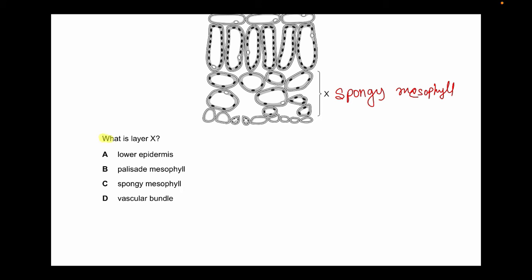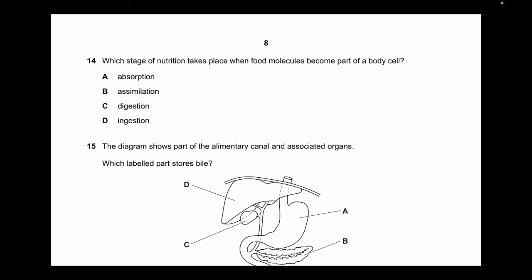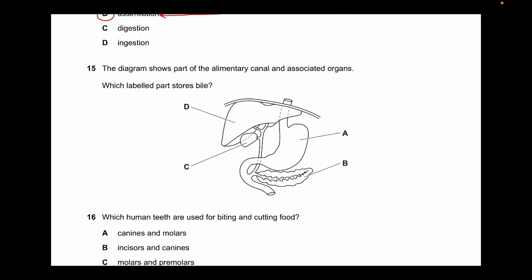So the layer X is spongy mesophyll. Option C is the correct answer. Which stage of nutrition takes place when food molecules become part of a body cell? We know when food molecules become part of a body cell, this is known as assimilation. So option B is the correct answer.